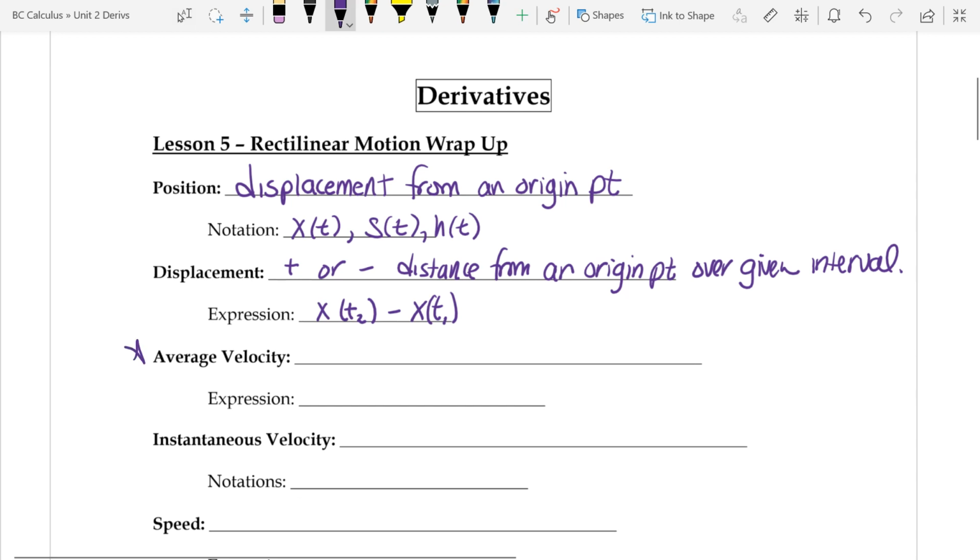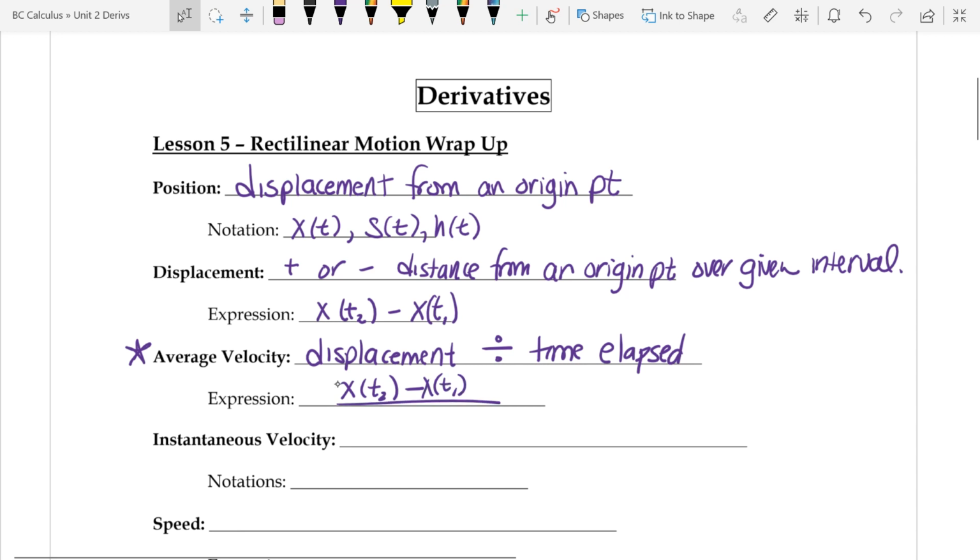Average velocity, and this is what a lot of people make mistakes on, average velocity is displacement divided by time elapsed. So average velocity does not have velocity in it. There is no v in the average velocity formula. So our average velocity is x of t2 minus x of t1 divided by t2 minus t1, or delta x over delta t. There is no v in that expression.